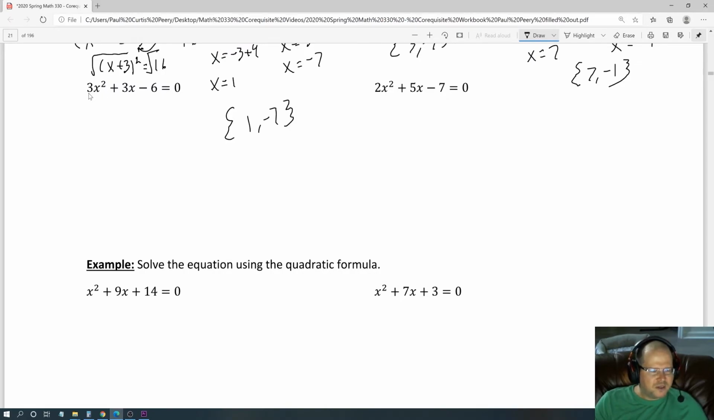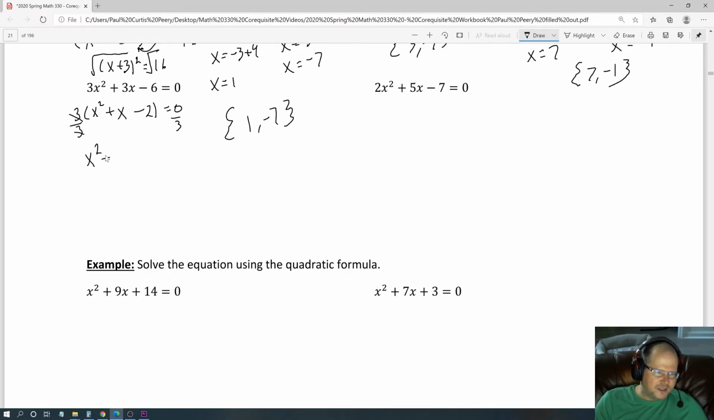Now, if you have a factor in the front, or a leading coefficient other than 1, you can try to factor it out first. So basically, let's say, what can I factor out of a 3, a 3, and a 6? I can factor a 3 out. And then 3x squared divided by 3 is x squared. 3x divided by 3 is just x. Negative 6 divided by 3 is a 2. Then we divide everything by 3. Notice that that coefficient disappeared.